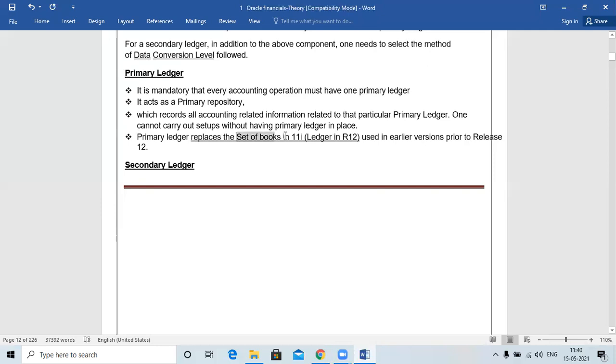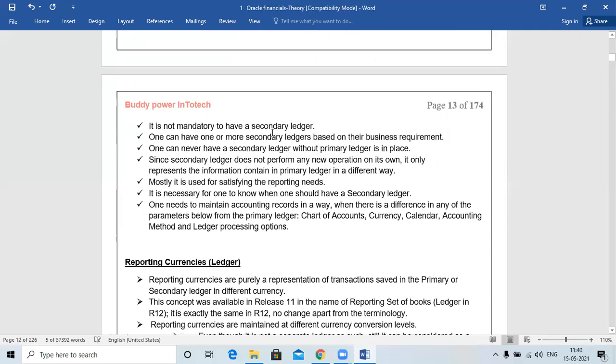In 11i we call it set of books. In R12, we call it ledger. In Fusion, I think it is more or less the same; you can now call it the ledger. What is a secondary ledger? It is not mandatory. Then why should we have a secondary ledger? It is based on the business requirement. One can never have a secondary ledger without a primary ledger. Very important: the name is secondary, it depends on the primary.